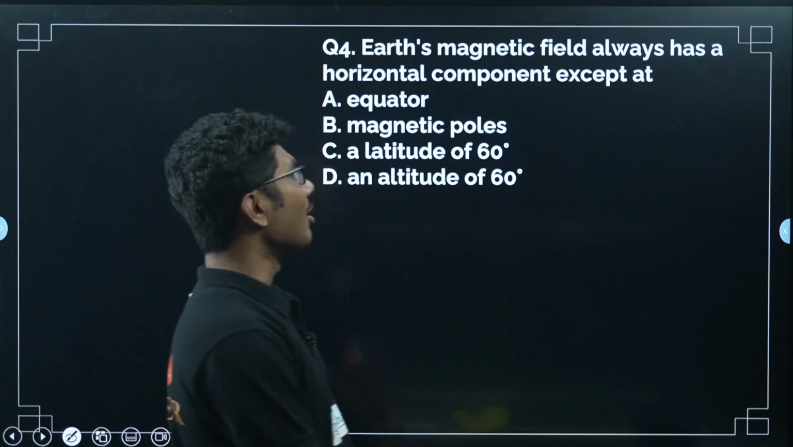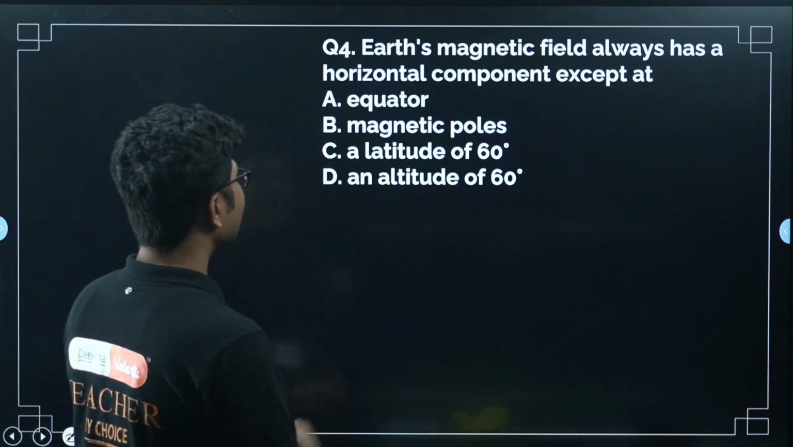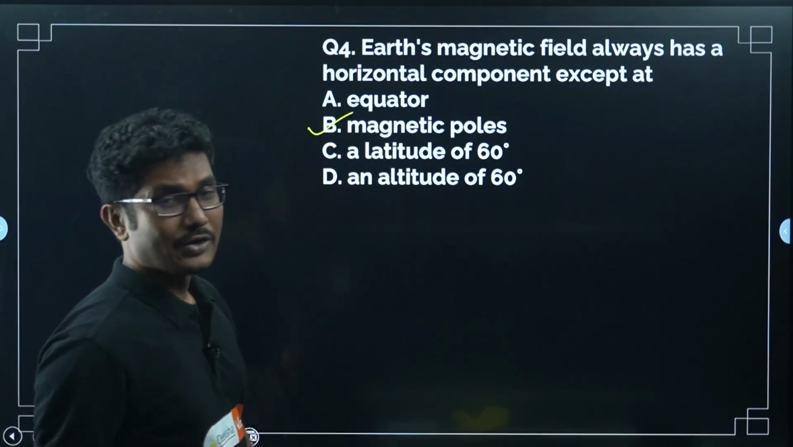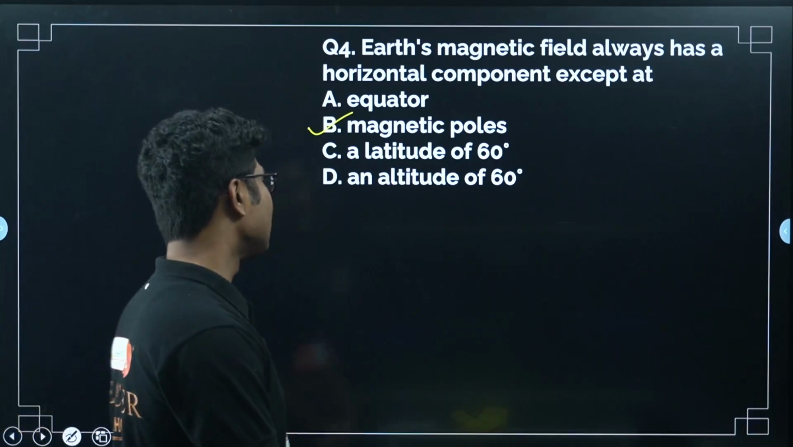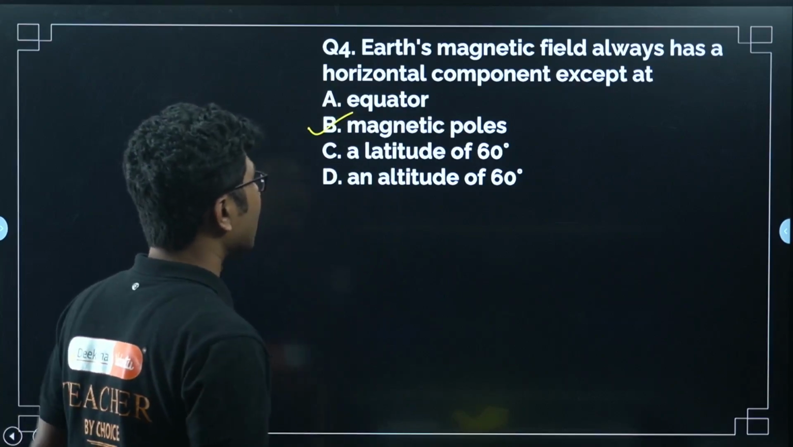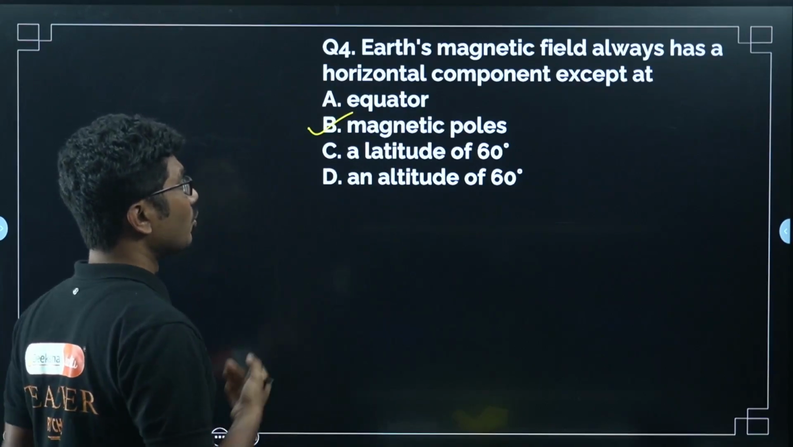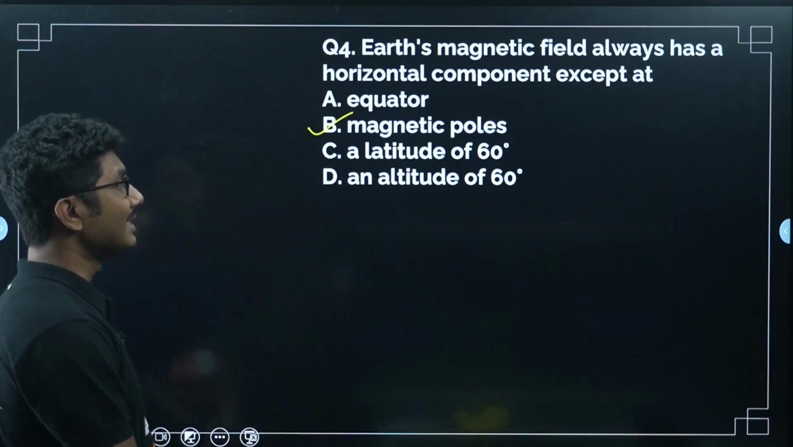Earth's magnetic field always has a horizontal component except at, this is now deleted, okay, this is magnetic poles. Everywhere else they have a horizontal component. Okay, obviously the question is very straightforward, either poles or equator, but at the equator they have a horizontal component. So the only place that they don't have any horizontal component is magnetic poles.